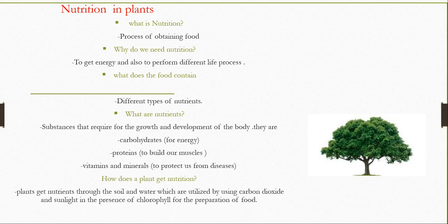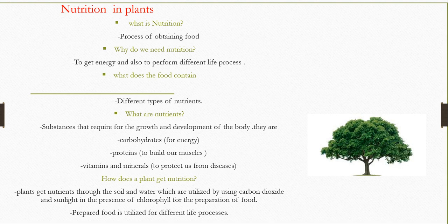The plant gets nutrients through the soil and water. So what is in the soil? Different types of minerals are present. There are macro and micronutrients which are required for the growth of a plant. They are boron, nitrogen, magnesium, phosphorus, etc. These are utilized along with carbon dioxide and sunlight in the presence of chlorophyll for the preparation of food.